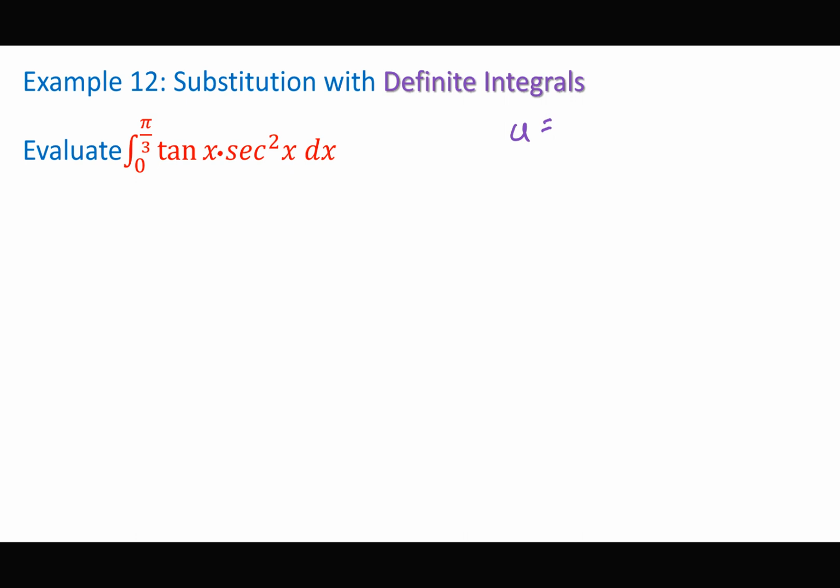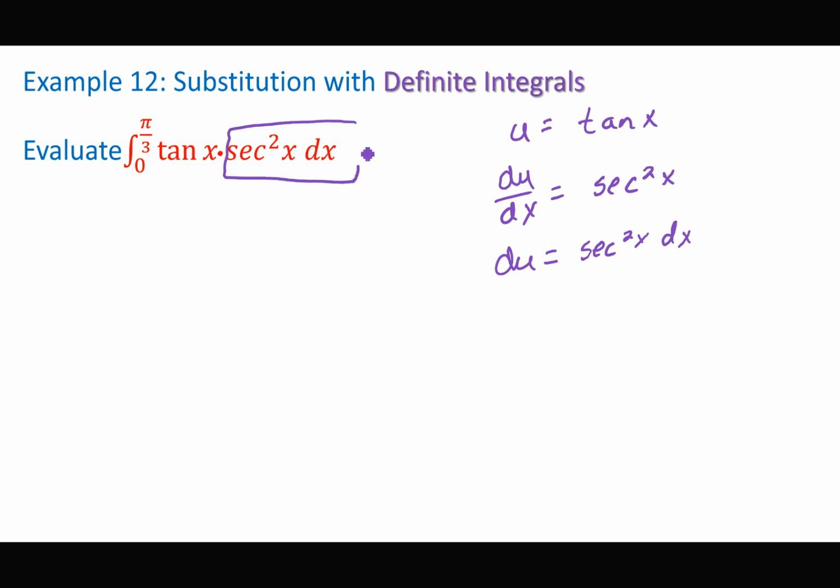So what am I going to choose for u? I heard tangent of x. So what is the derivative of tangent with respect to x? Secant squared of x. Again, that's why we have to be strong on these to be able to see. So du is the same as secant squared of x dx. So this whole back portion of my integrand and my differential are being soaked up, and I can just say, well, that's just du.